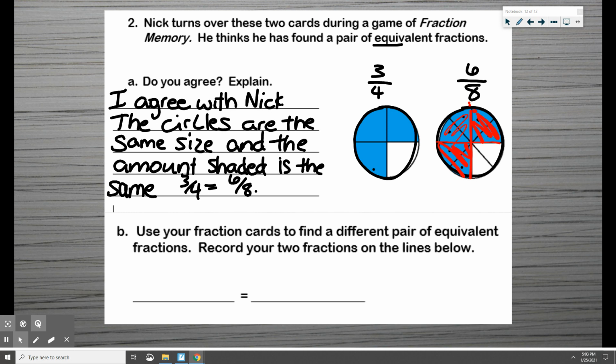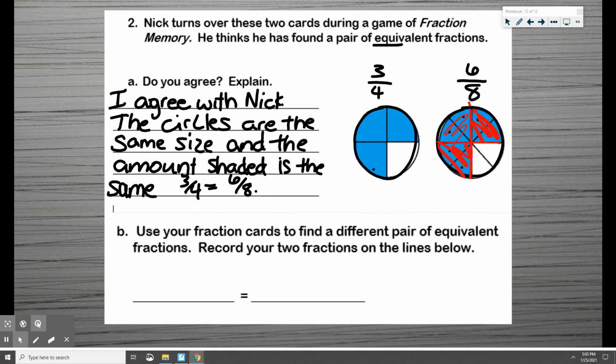Okay. Part B says use your fraction cards to find a different pair of equivalent fractions. Record your fractions on the lines below. So in the back of your book, we had those fraction cards that we could cut out, and you can use those to see which ones are equivalent.